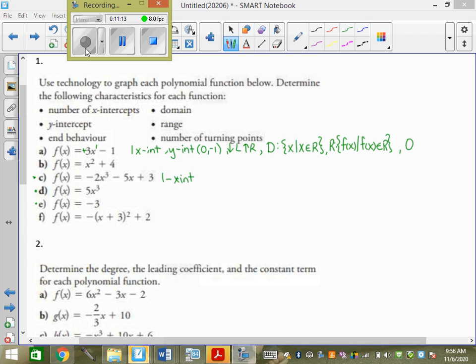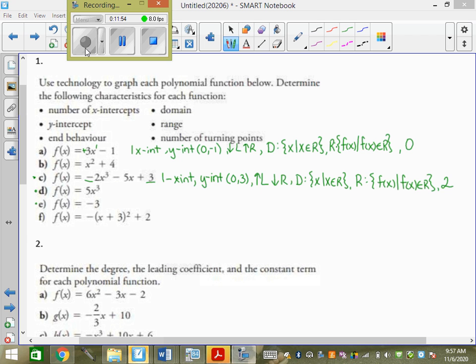What's my y-intercept at? 0 and 3. I don't even need to type it in because it's my constant. My leading coefficient is negative, so I know it's down on right, up on left. My domain, it's a cubic, so it's x an element of the reals because it just goes, unless it's a word problem. And my range is f of x an element of the reals. And the number of turning points? 2, because it has a max and a min, right?